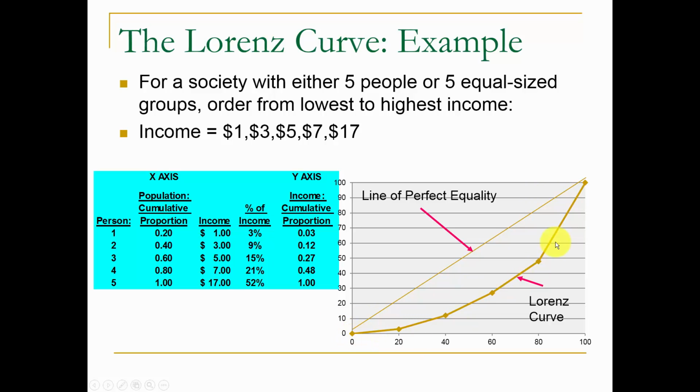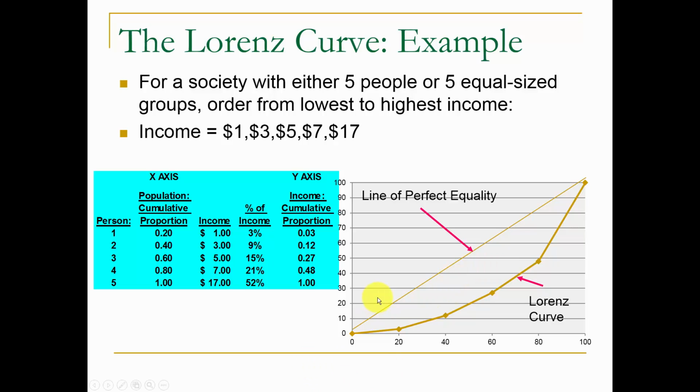So we always want to compare the Lorenz curve visually to a straight line connecting 0, 0 and 100%, 100%. And we call that line the line of perfect equality, because what it would represent is if we had a country whose Lorenz curve were a straight line like this, then the bottom 20% would earn 20% of the income. The bottom 40% would earn 40% of the income. The bottom 60% would earn 60% of the income. Everybody would be equal. Every income group would get the same proportion of the income.